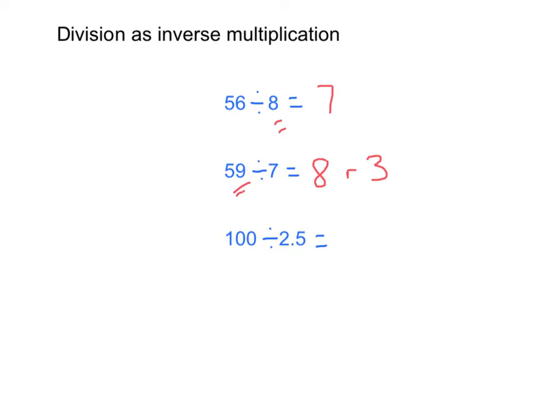And then for the final one, I'd be saying, well, how many 2.5s are in 100? For this one, I imagine you went in a couple of steps and thought, well, 2.5 times 2 is 5, and then how many 5s in 100? Well, there are 20, and so in total, 2.5 times 40 must make 100.